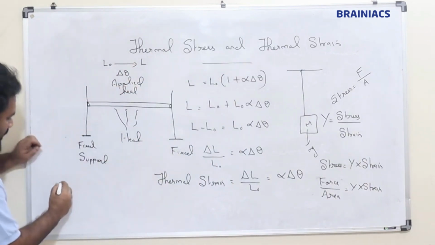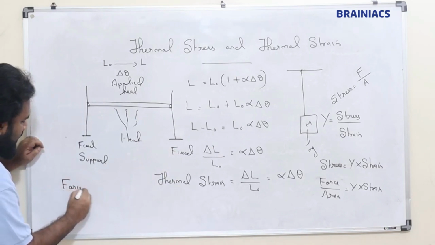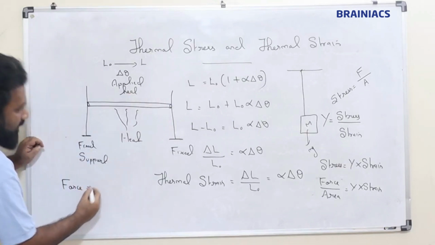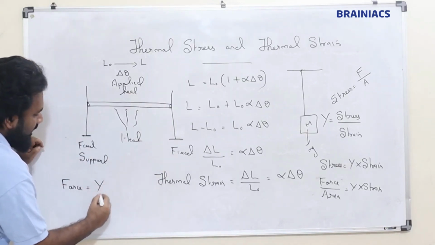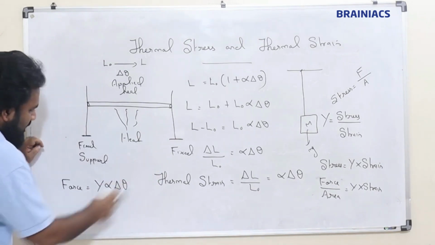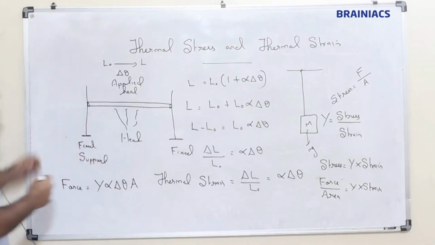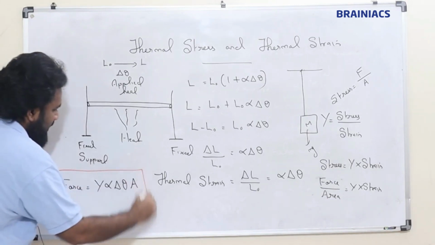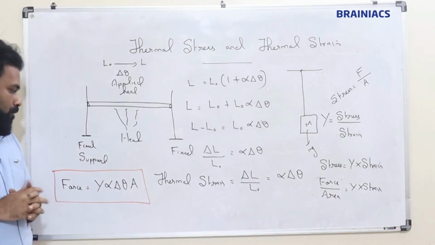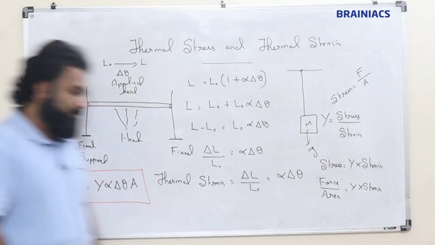So overall, the force experienced by this rod or experienced by this support is equal to what? There we are getting strain. Y into what is strain? Y alpha delta theta. And this area, if we put here, this is going to be the force. So force is equal to Y alpha delta theta into area. Clear?